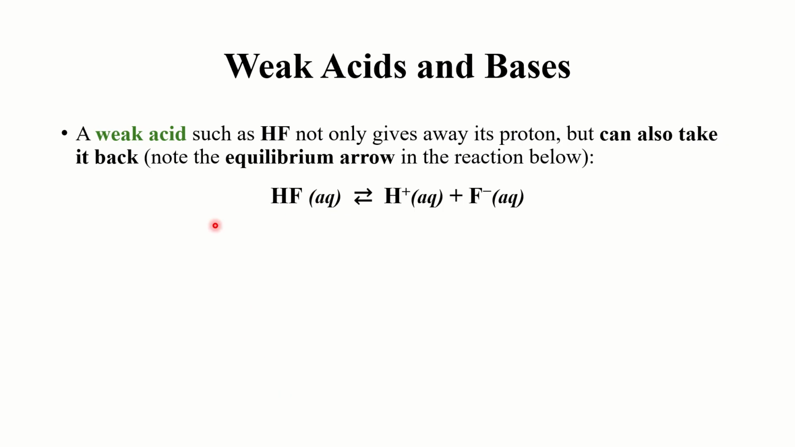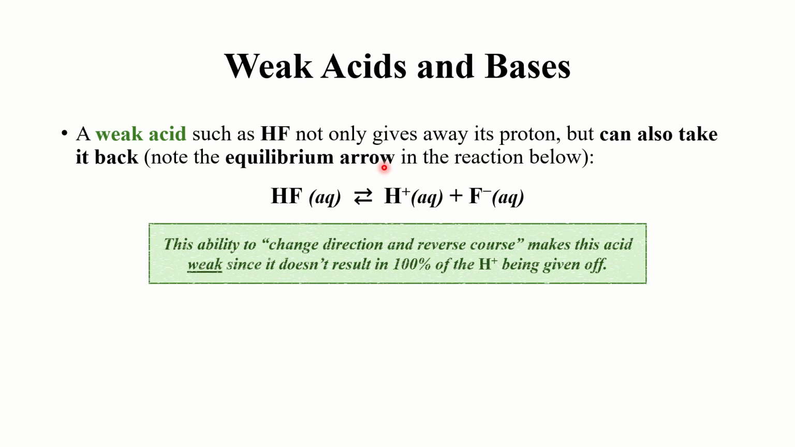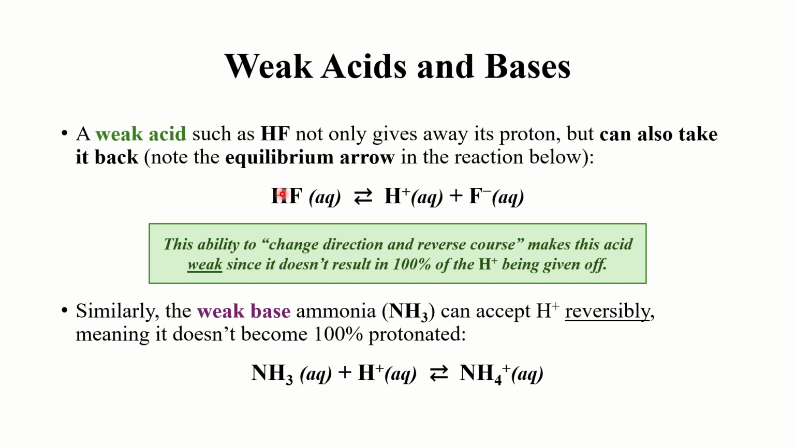Another good example is hydrofluoric acid. A weak acid such as HF not only gives away its proton, but can also take it back. So note the equilibrium arrow in the reaction below. HF dissociates reversibly to form H+ and F-, but because this reaction is reversible, this reaction could change direction and reverse course, meaning the F- could recombine with an H+ ion to reform some HF.